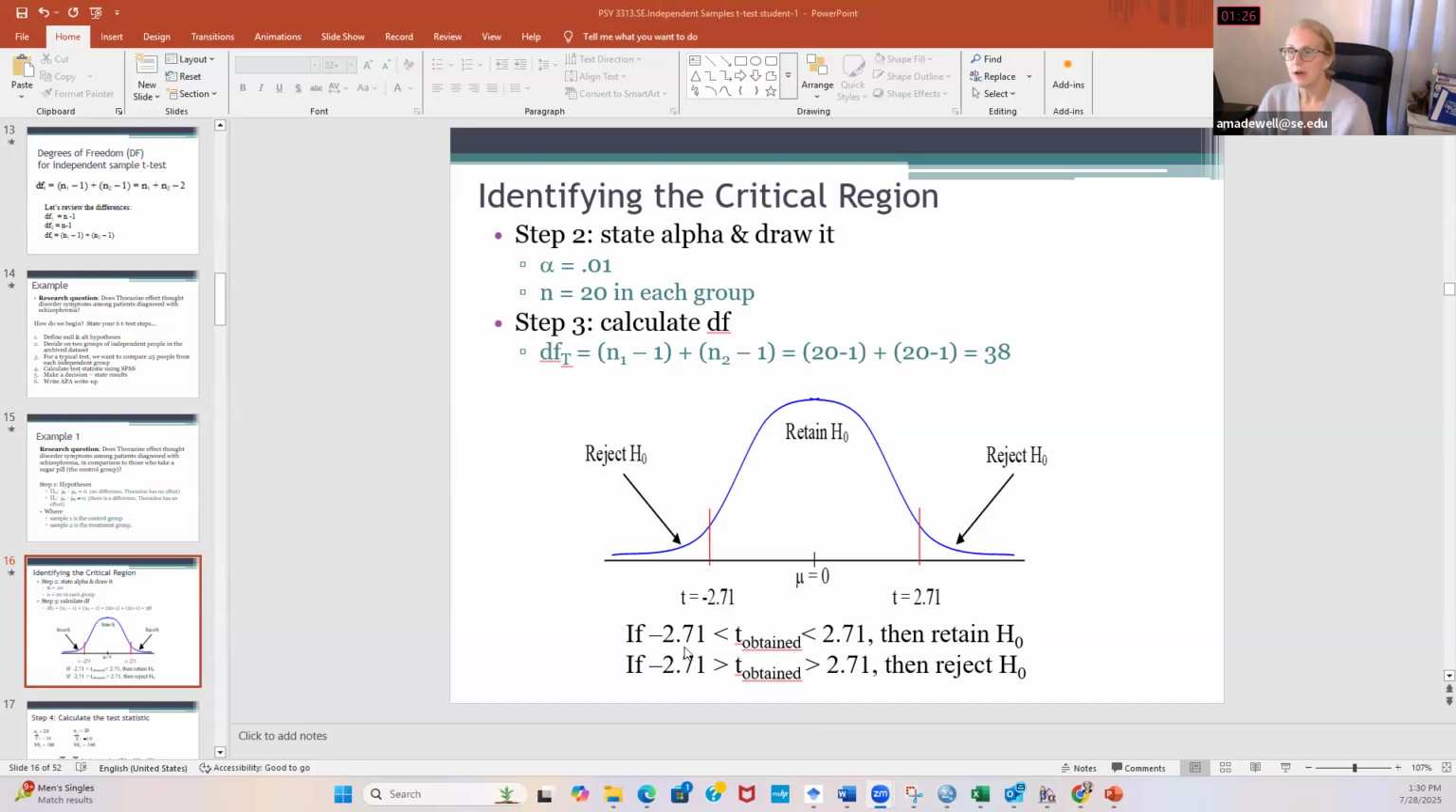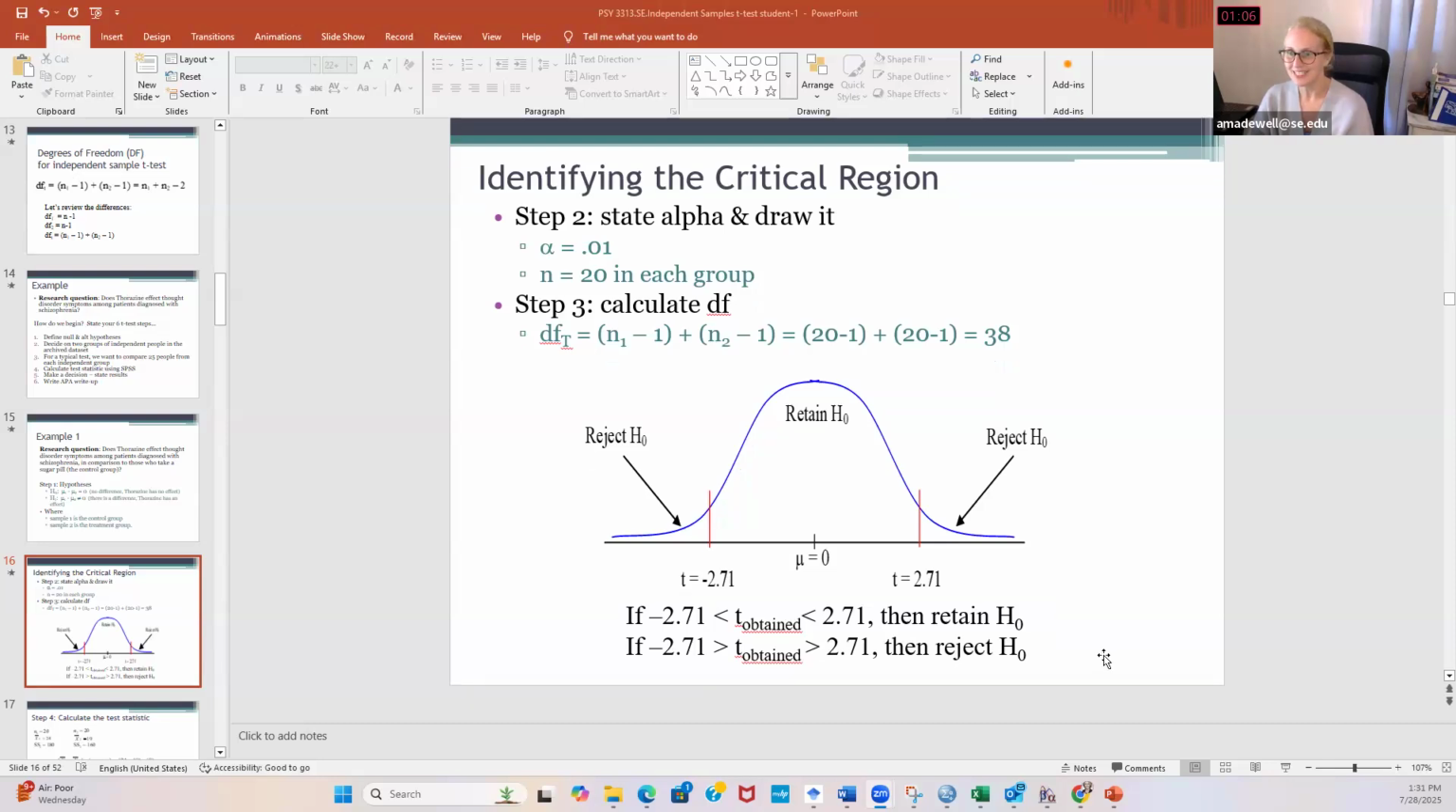Many of you might ask me, where did I get this negative 2.71 and positive 2.71? It's from an appendix in the back of the book. We're not going to be utilizing it for the homework or DAC 2 or the final exam. I just wanted to show you. It's in the book and you'll read about it. But let's move on, okay, to continue with this example.